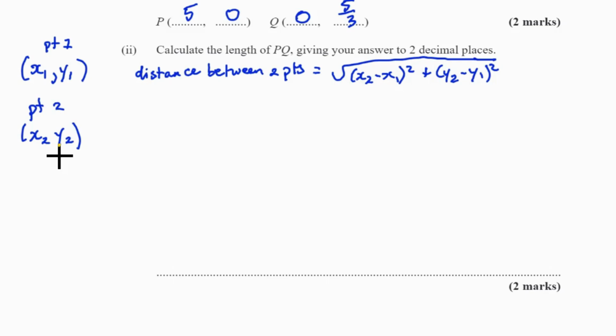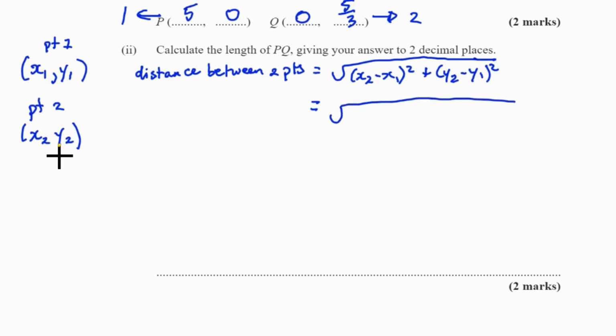from. So we have P and Q here, so it doesn't really matter which one is 1 and which one is 2. So I'm just going to call this one 1, and Q I'm going to call 2. Okay, so now all we're doing is substituting the x values and the y values here.